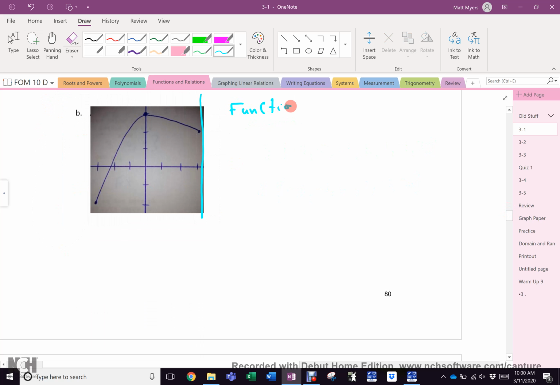Good. Now, let's talk about the domain and range because it's different. All right? It starts the same. What is the domain? It starts at the lowest x value. What is it? -3, right? 1, 2, 3. Everybody cool? Is everybody cool?